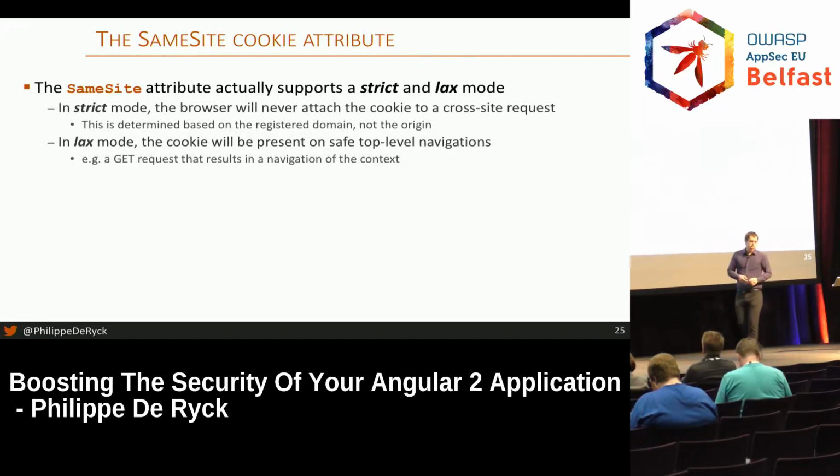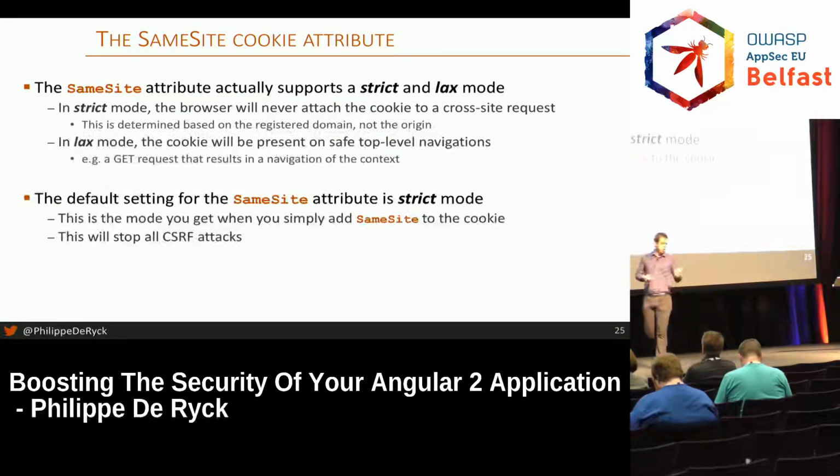Note, very important difference, this only works on registered domains, not origins. So this will not protect your CSRF between subdomains, this only works on website.be, for example. So if the cookie is marked same site for website.be, if you come from any other domain, it will not be attached on the requests. Sounds pretty cool. The default setting is strict mode, by the way. This stops all CSRF attacks.